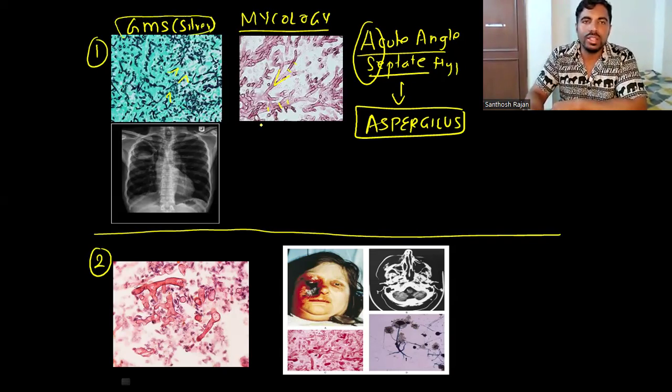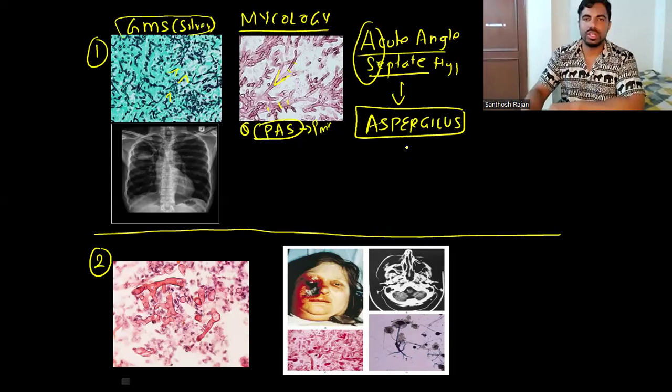Here, when you see pink color, this is a PAS stain. This stain is called periodic acid Schiff, PAS stain. That's what it is, pink color. P for pink. Black color, Gomori silver, that you know. So this is for Aspergillus species. So when you have acute angle septate hyphae, Aspergillus.